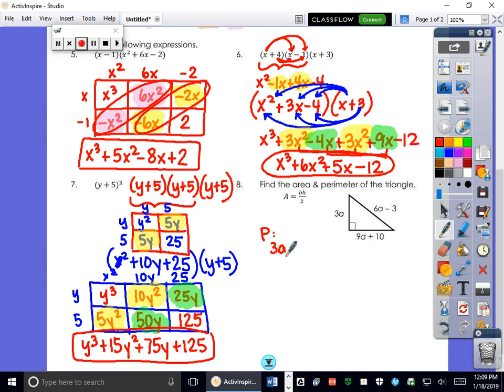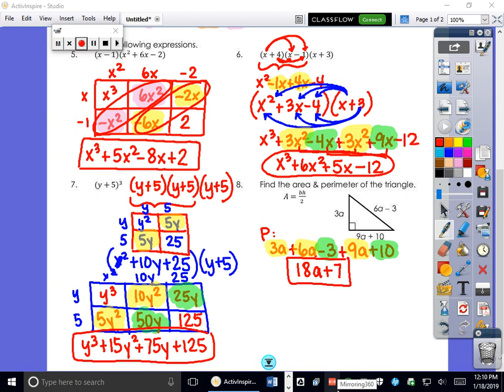So that's going to be 3a plus 6a minus 3 plus 9a plus 10. All we did was take all three sides and add them together. Now we're going to combine our like terms. We have 3a, 6a, and 9a for a total of 18a. And we have negative 3 and positive 10, which gives us positive 7. So that would be my perimeter, 18a plus 7.